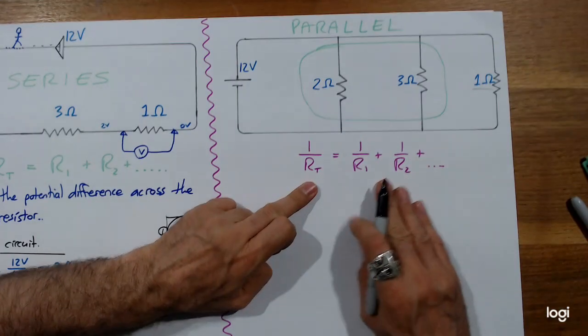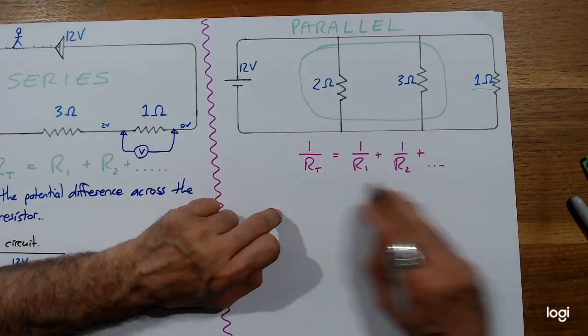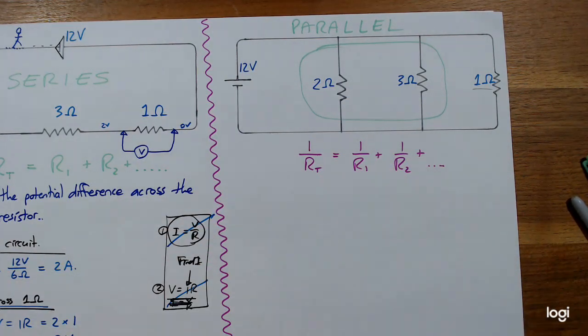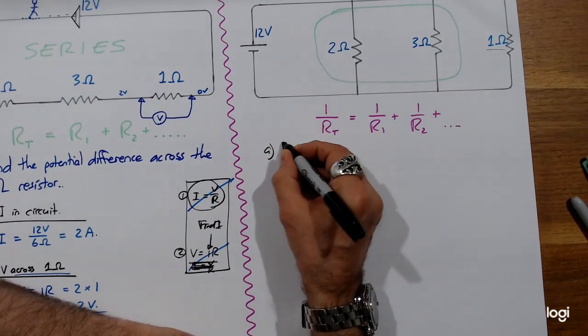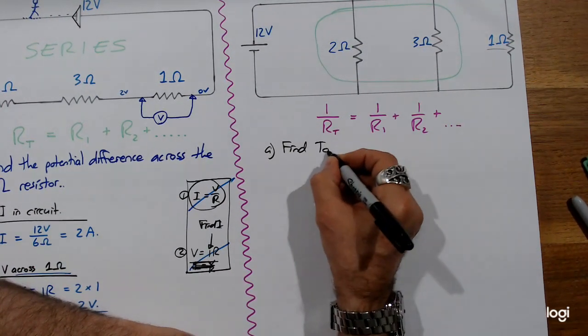So let's run you through this. This is a bit of a calculator nightmare as well, by the way. So we're going to go to this. If you had a question here that says, A, find the total resistance of the circuit, total R.